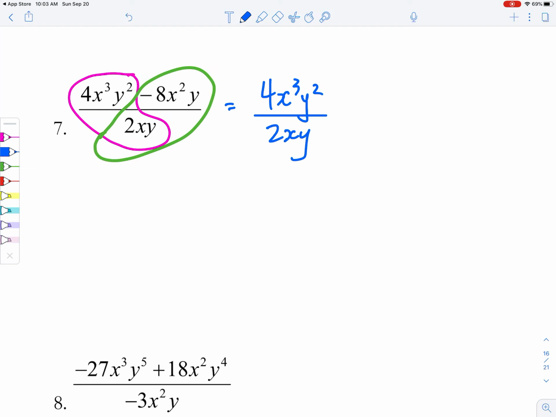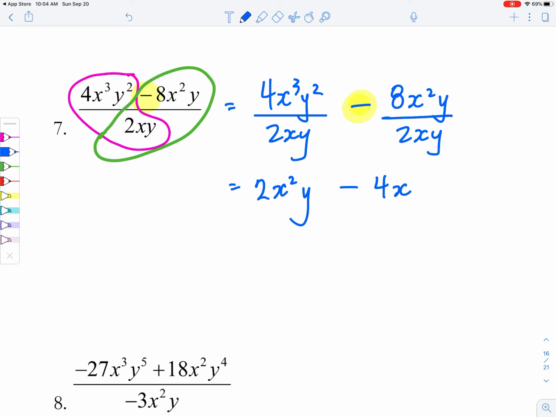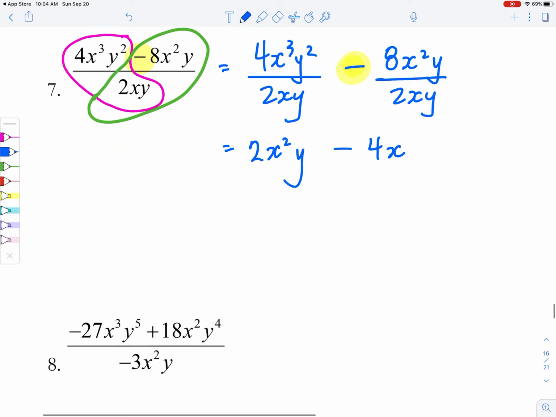That's my first term over the denominator. I'm going to be really careful, make sure I include that minus sign. So minus 8x squared y over 2xy. So 4 divided by 2 is 2, x cubed over x is x squared up top, y squared over y is y up top. 8 over 2 is 4, x squared over x is x, y over y just goes away. And that's it. That's our final answer. You're done, you stop. You cannot combine the like terms because the first one has x squared y, the second one has x. We stop.